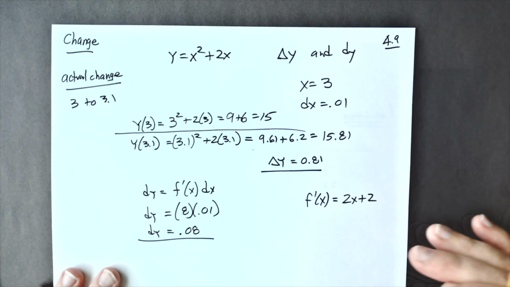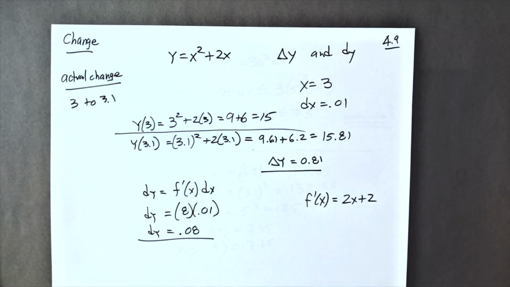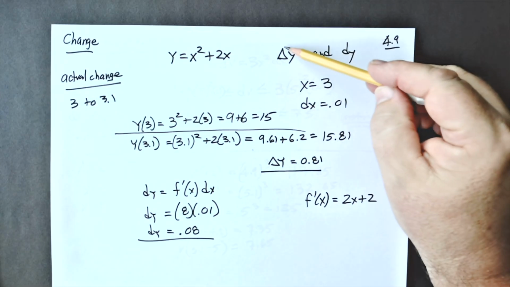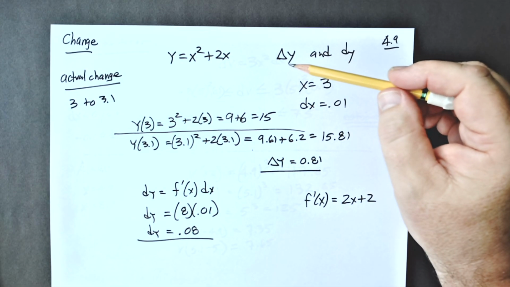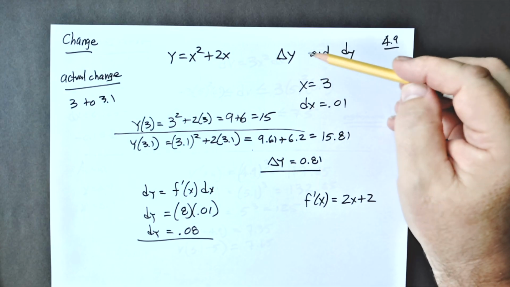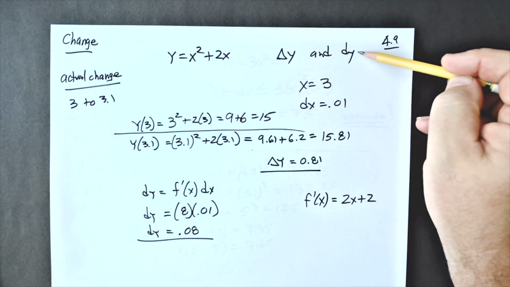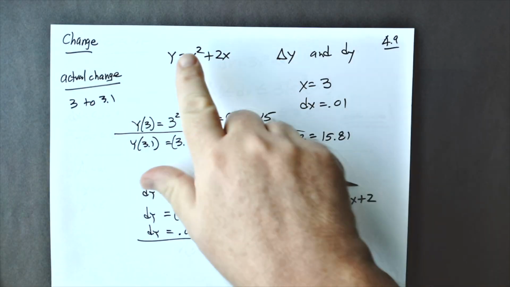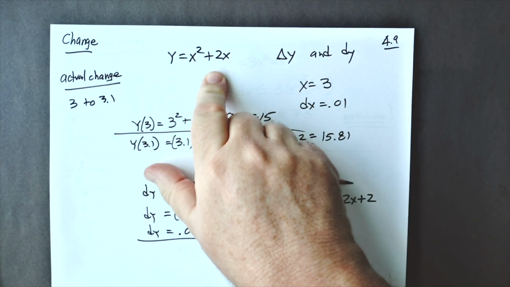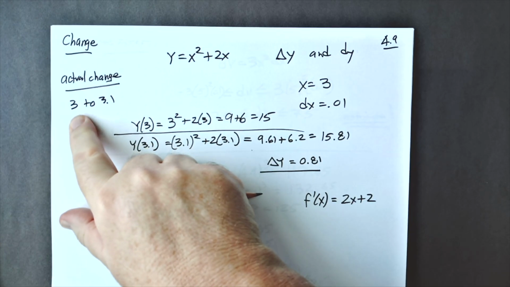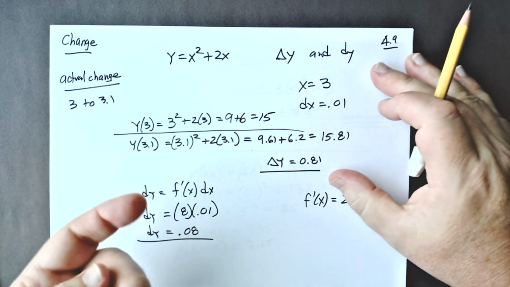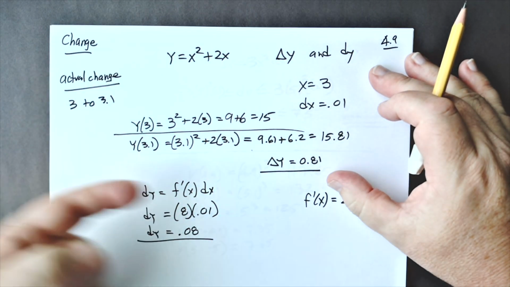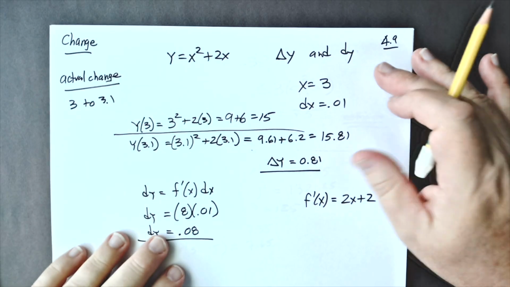This example is talking about change. So what is the actual change? And so this problem says, what is the delta y? They're not being quite clear on that. That's the actual change between two values. And then what is the estimated change, the differential change that we just did? So using this same equation here. So what's the actual change from 3 to 3.1? So that's super simple. This is the middle school version, right? Plug in 3, get your answer. Plug in 3.1, get your answer.